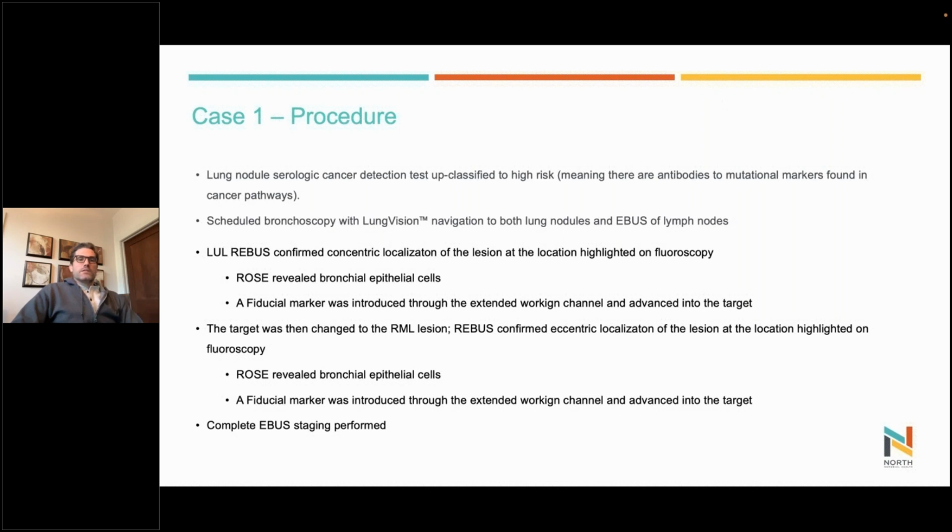Did a quick spin to localize the lesion, went to the right middle lobe lesion. We got an eccentric localization adjusted, and ROSE showed bronchial epithelial cells. Dropped another fiducial marker and completed the EBUS staging as performed.